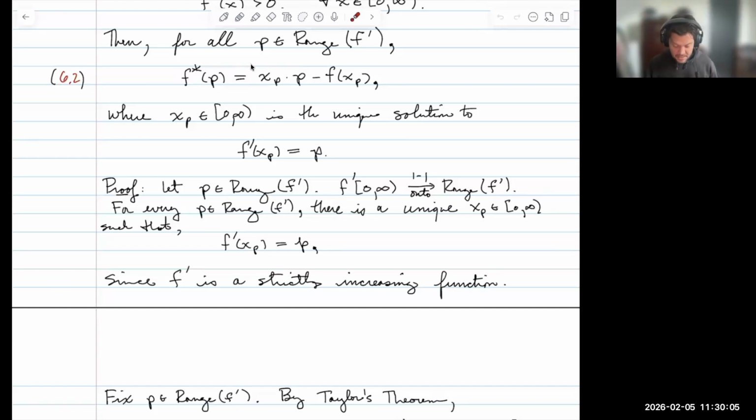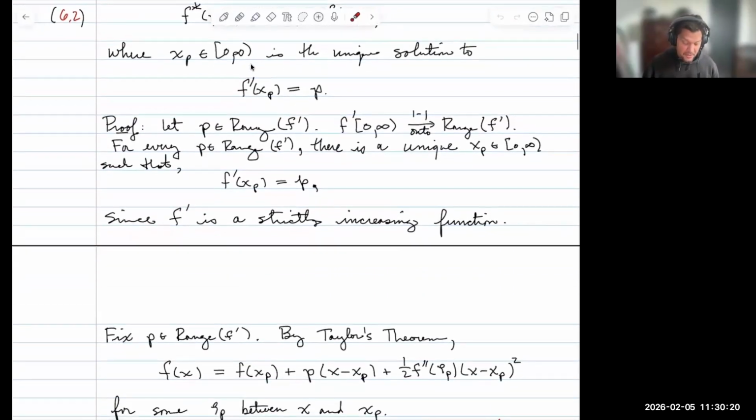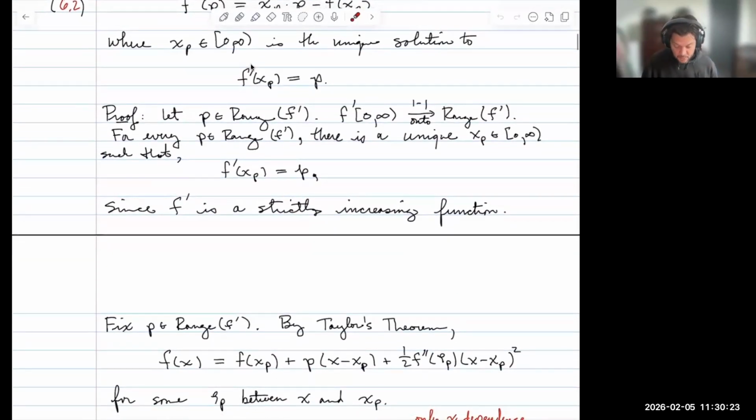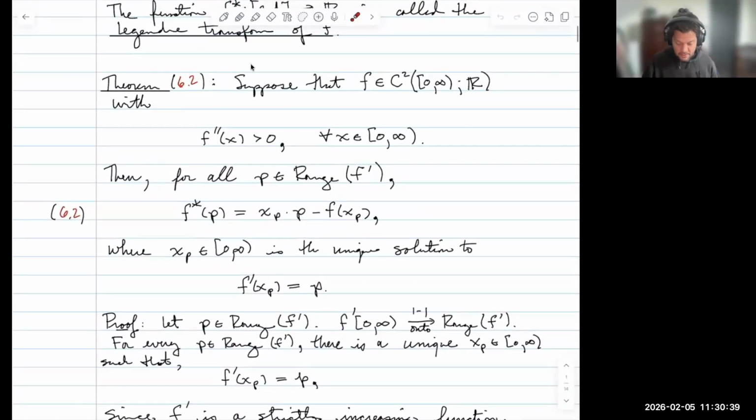Therefore, for every p in the range of f prime, there is a unique pre-image. Sometimes this is called the image, this is the pre-image. There's a unique pre-image from the domain such that f prime of xp is equal to p. Okay? And that just follows from the convexity of the original function f. If we look at the second derivative of f prime, if that's always positive, then this function is increasing. And of course, it's a continuous function. It's differentiable. And that all follows because we're assuming that the original function is a C2 function.